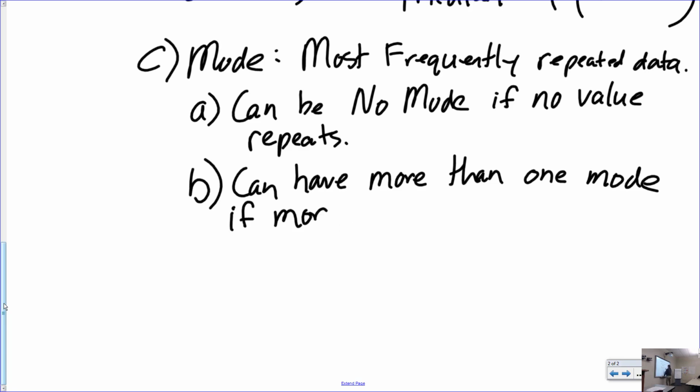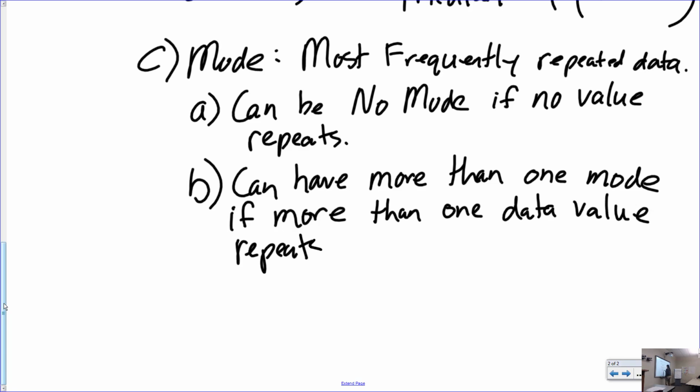You can also have more than one mode, if more than one data value repeats most frequently. So you can be bimodal or trimodal, or if there's even more than 2 or 3 of them, you could be multimodal.